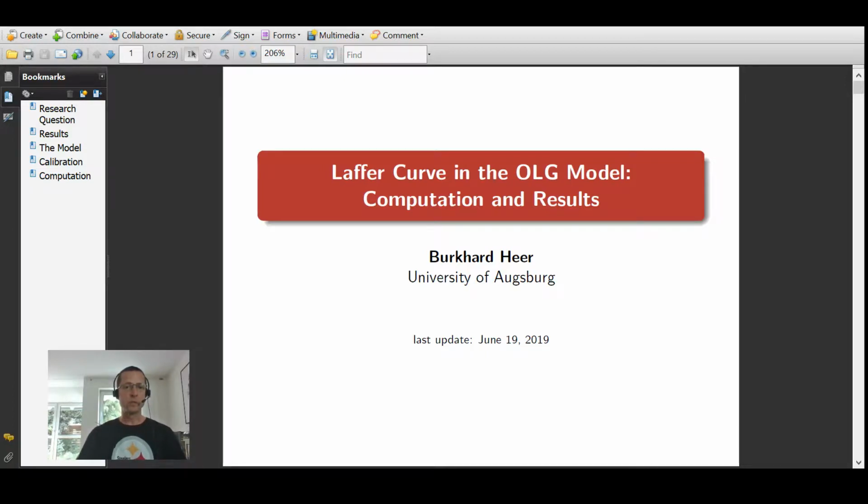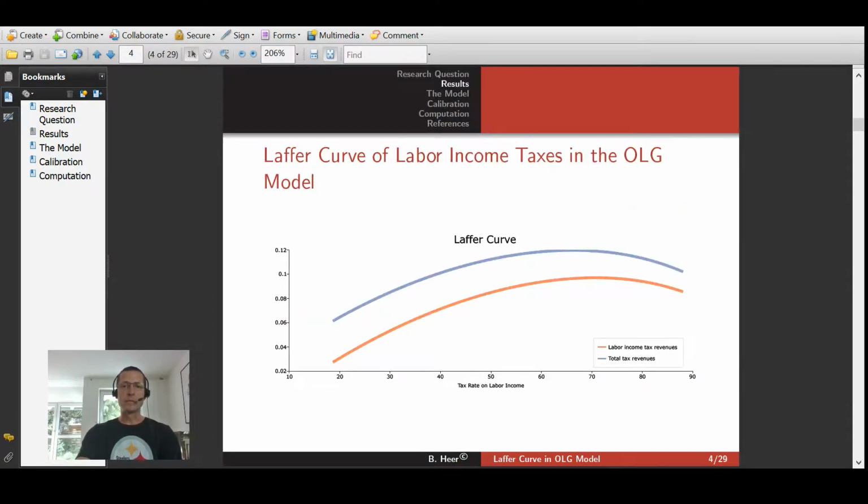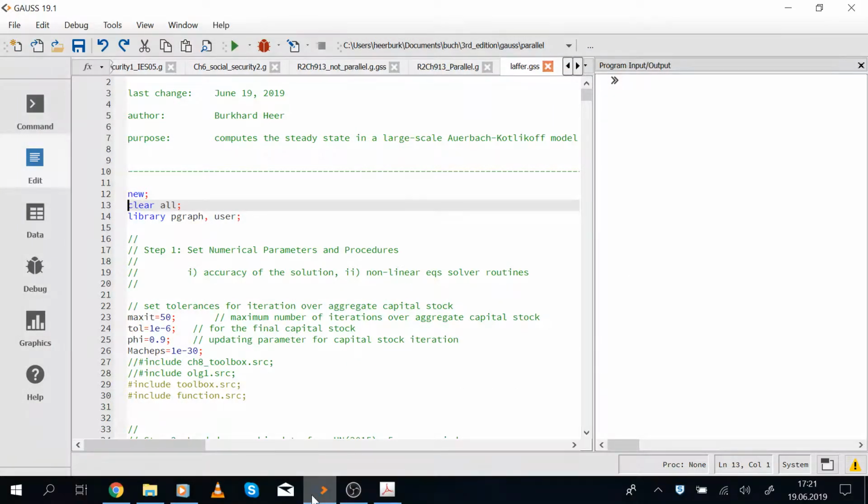So now we start with the computation of our model of our Laffer curve. What we have in mind is that we would like to study the Laffer curve as a function of the tax rate on labor income, which is the sum of the tax rate on wage income and the social security contribution rate. So therefore, I would like you to start your Gauss program.